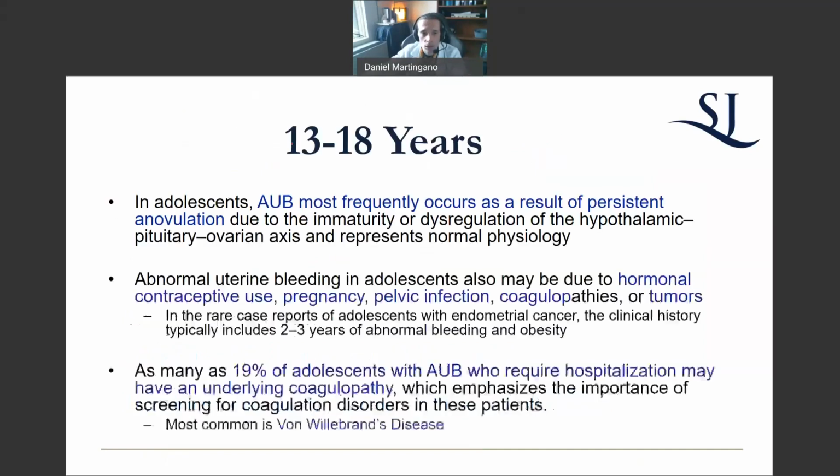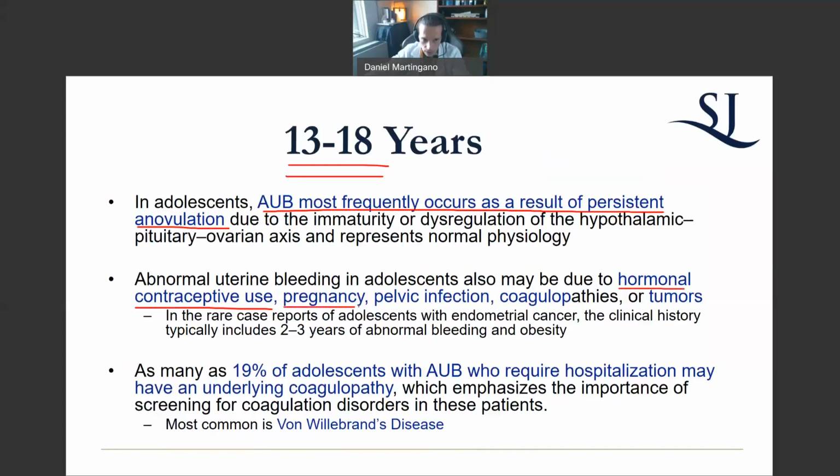So for 13 to 18-year-olds, abnormal uterine bleeding is most frequently associated with persistent anovulation. Remember, structural disorders are responsive to estrogen. If you're having this age group, you haven't had estrogen on board long enough to really cause things like polyps and fibroids to grow. So this is the age group where you're thinking of persistent anovulation due to what I said, but also this is the age that women are starting to use hormonal contraceptives. So sometimes that can cause abnormal bleeding and cycling.